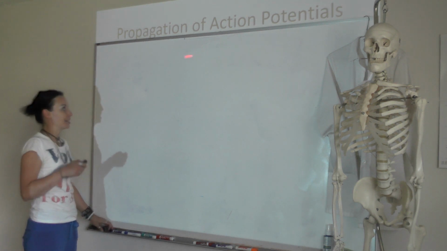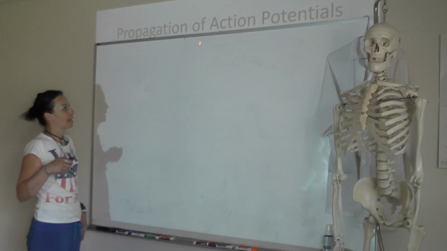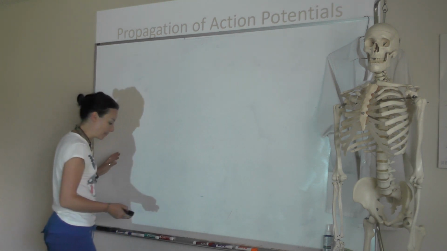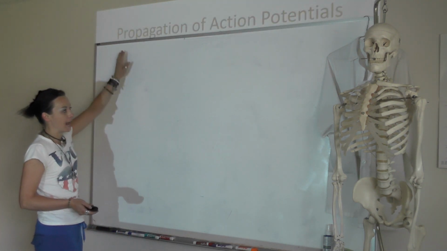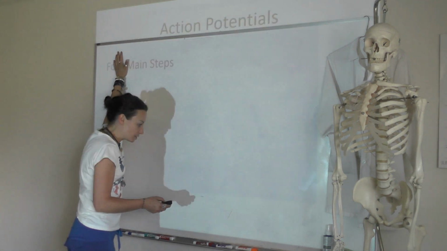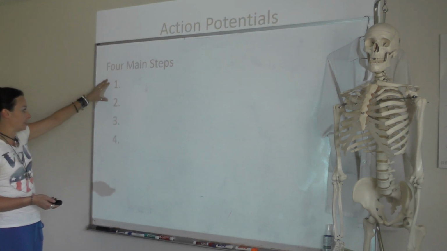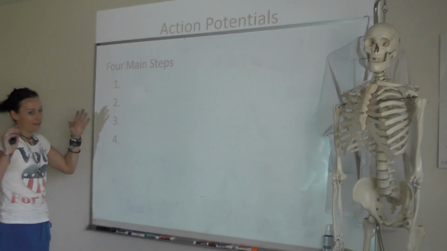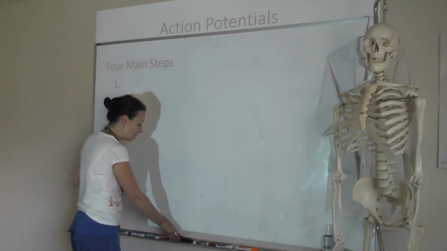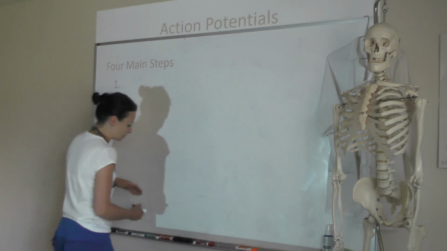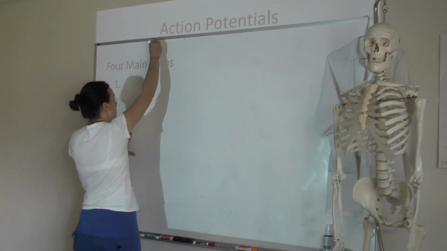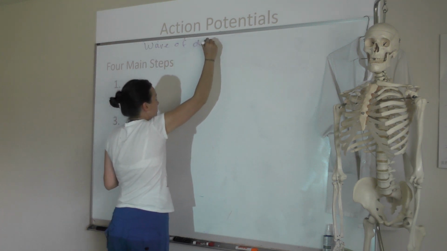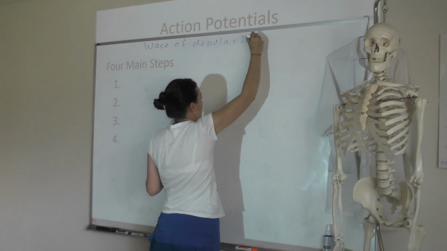So, propagation of action potentials. To propagate means to keep it going. And yesterday we said action potentials are self-propagating. Another thing I want to say about an action potential is, sure, we just talked about its main steps: depolarization, repolarization, hyperpolarization. But a definition of an action potential, other than calling it a nerve impulse, is a wave of depolarization followed by repolarization.